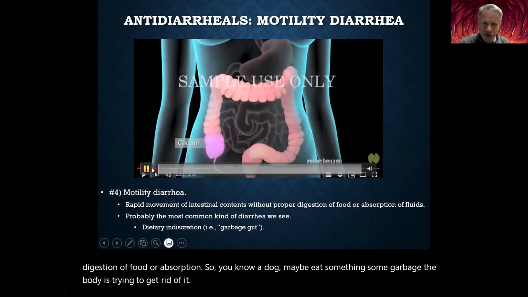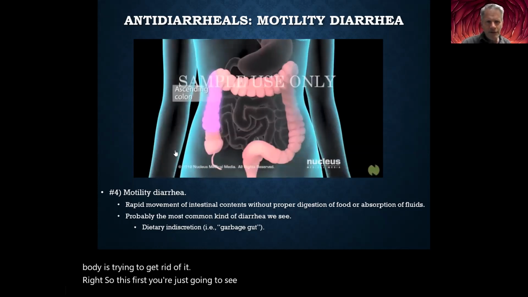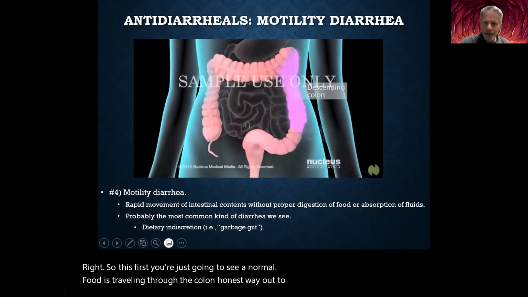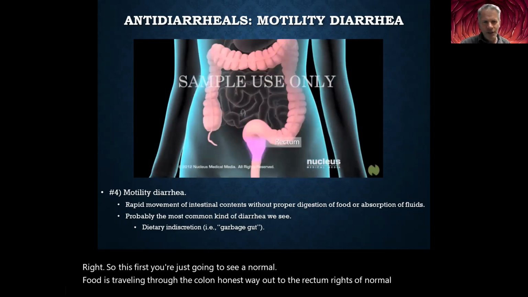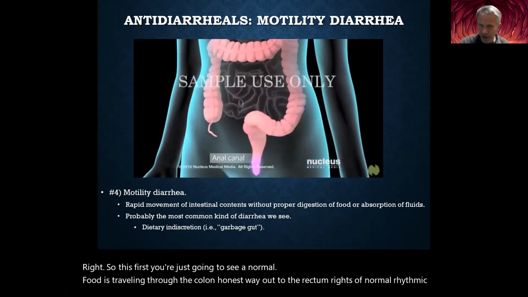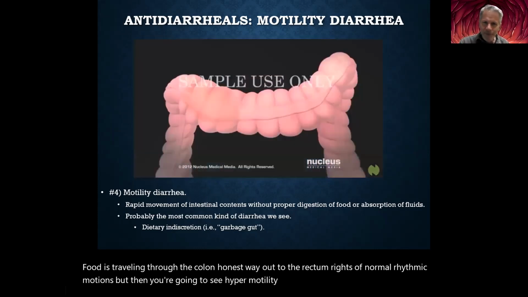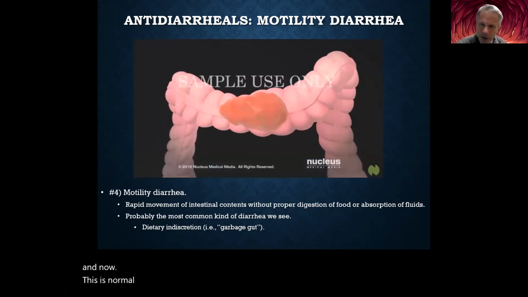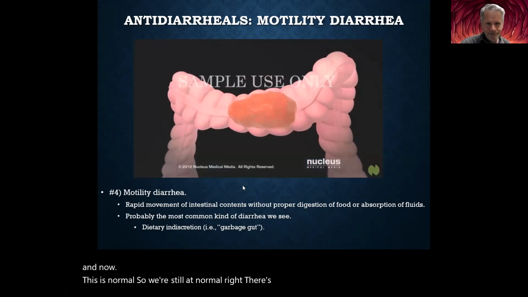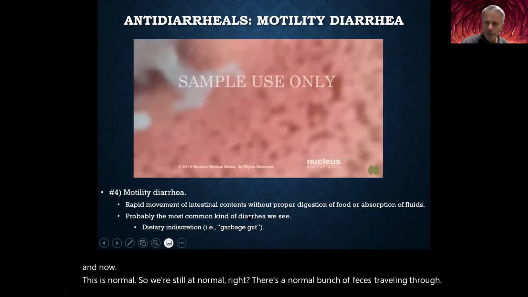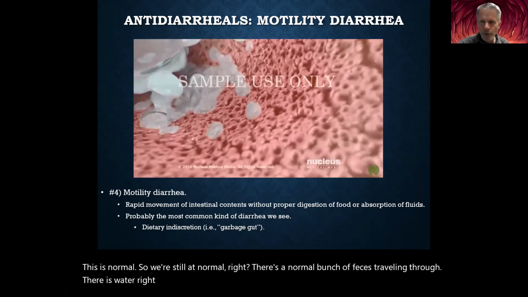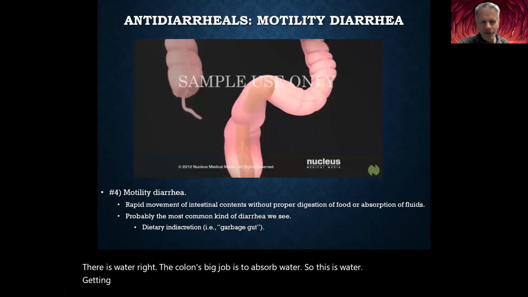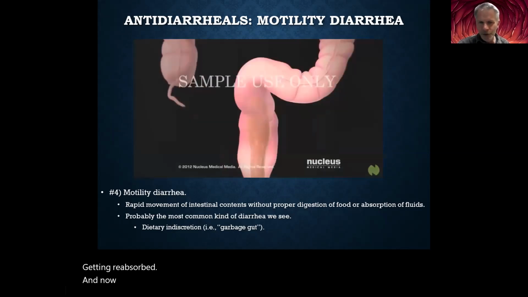Right, so first you're just going to see normal food traveling through the colon on its way out to the rectum, right? Sort of normal, rhythmic motions. But then you're going to see hypermotility, where the motility is increased. Now, this is normal. So we're still at normal, right? There's a normal bunch of feces traveling through. There's water, right? The colon's big job is to absorb water. So there's water getting reabsorbed. And now it is in the rectum, and then your patient goes to the bathroom.